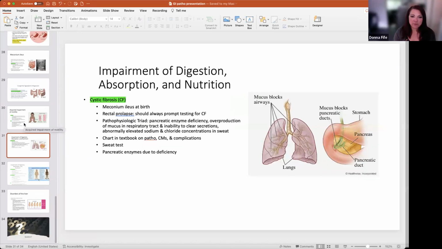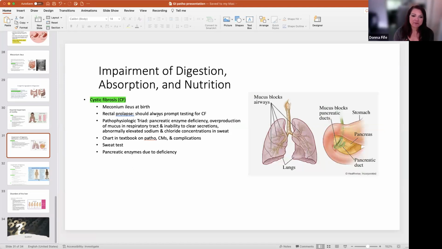More on cystic fibrosis, impairment of digestion, absorption, and nutrition. We'll just cover cystic fibrosis, meconium ileus at birth, like we talked about. Rectal prolapse should always prompt testing for cystic fibrosis.